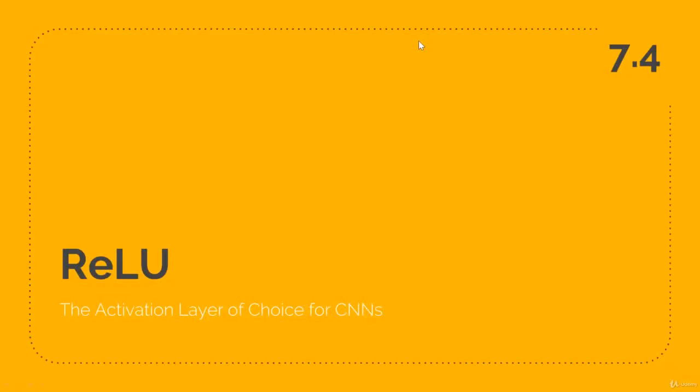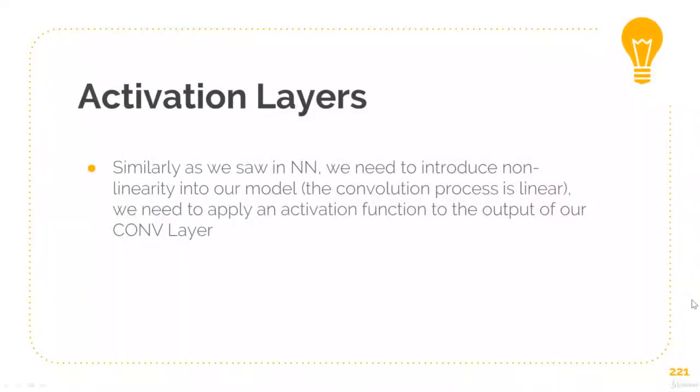Okay, so welcome back to our section on ReLU, which is the activation layer of choice for CNNs. So you remember when we talked about activation layers in our neural network section. The purpose of them was to introduce non-linearity to our model. And the convolutional process so far, as you've seen, is completely linear. So we definitely need an activation function to basically add some non-linearity. Why is that word so hard to say sometimes? To our convolutional neural network.